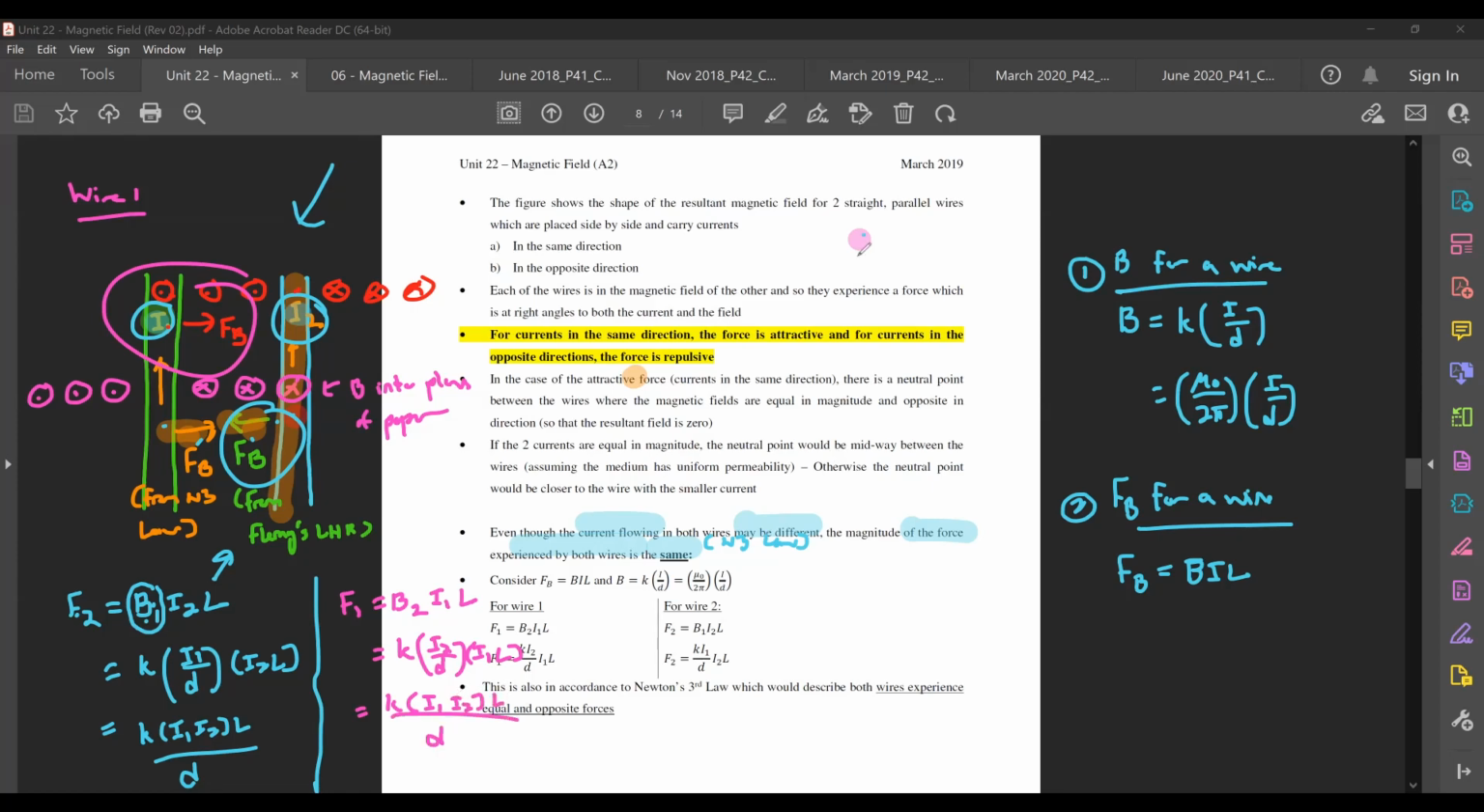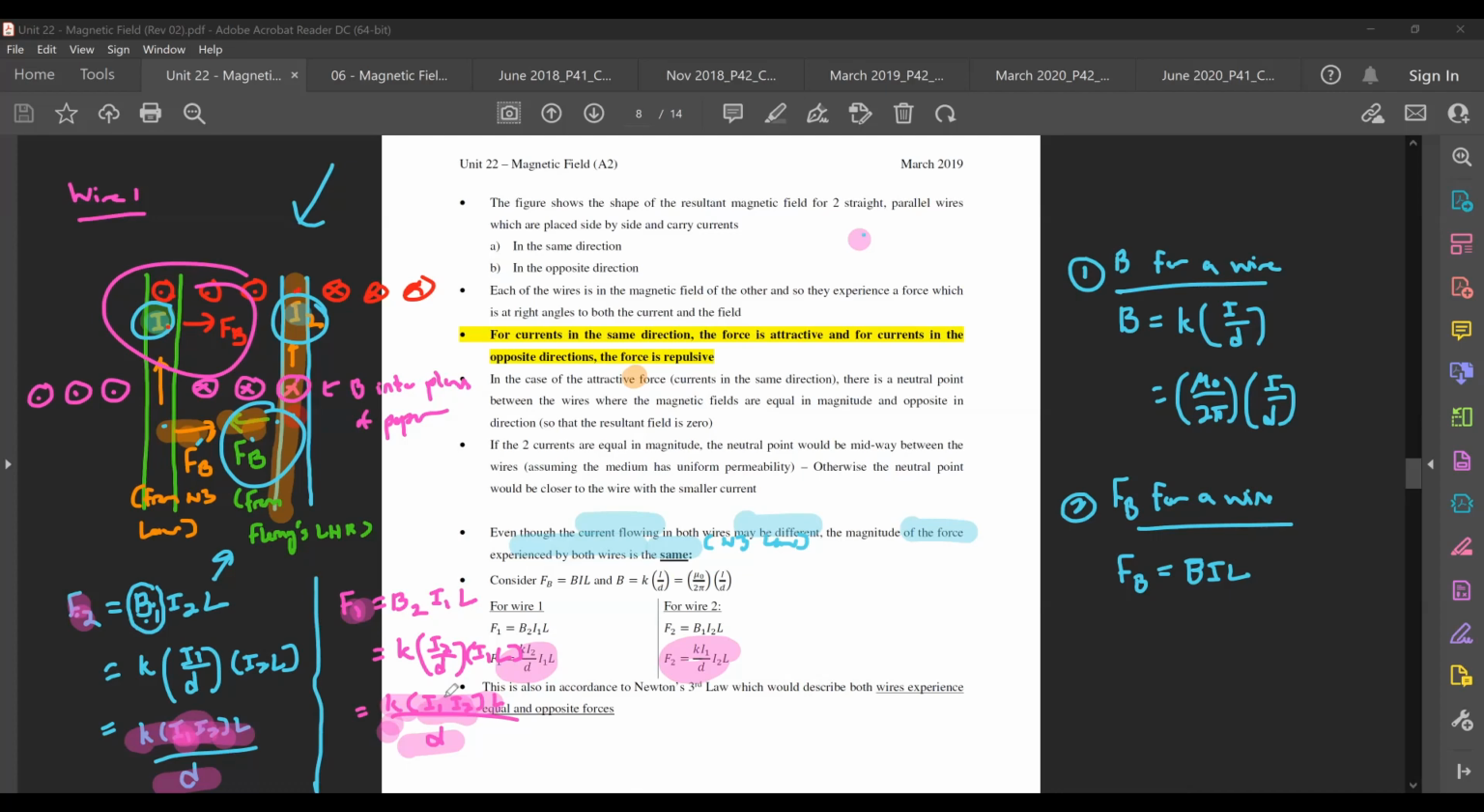So you notice the expression for both of them are the same. Even though the currents are different, you're going to get back this same expression. So this is something like a mathematical proof why the forces are going to be the same, despite the fact that the currents are different, because they are the product of each other. F2 will be the product of the currents, F1 will be the product of the currents. So you will always get back the same magnitude.